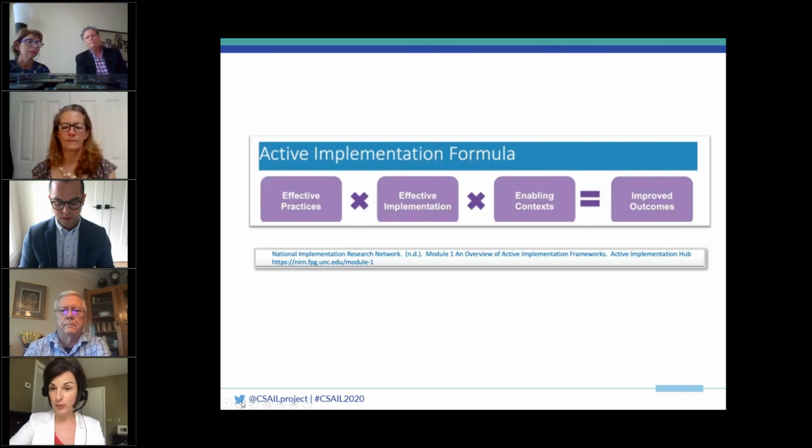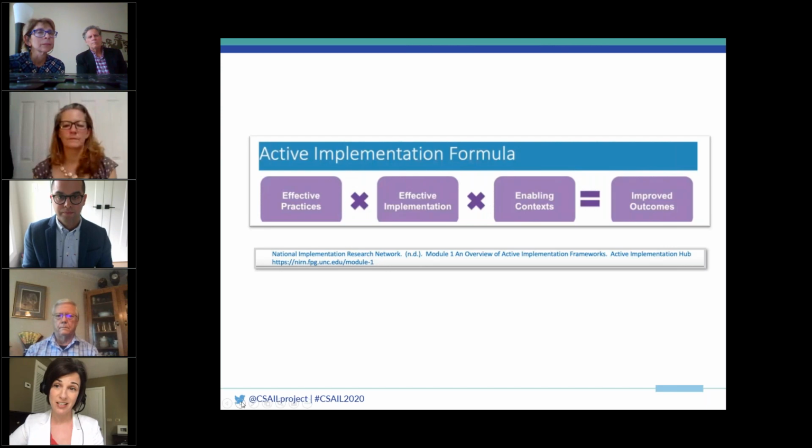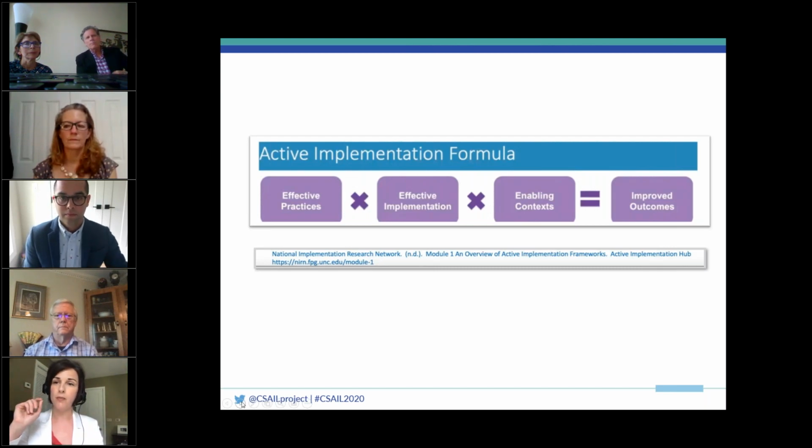And I heard earlier when we started this talk that we're not seeing the improved outcomes that we're hoping for. And this formula would say if any one of these pieces is not intact, we will not see the improved outcomes. So if we start here on the left, the formula goes very simply. If we do these practices, what research says should work, and we do it the best we can as compared to research, which is the next box, effective implementation, then we are moving towards effective outcomes.